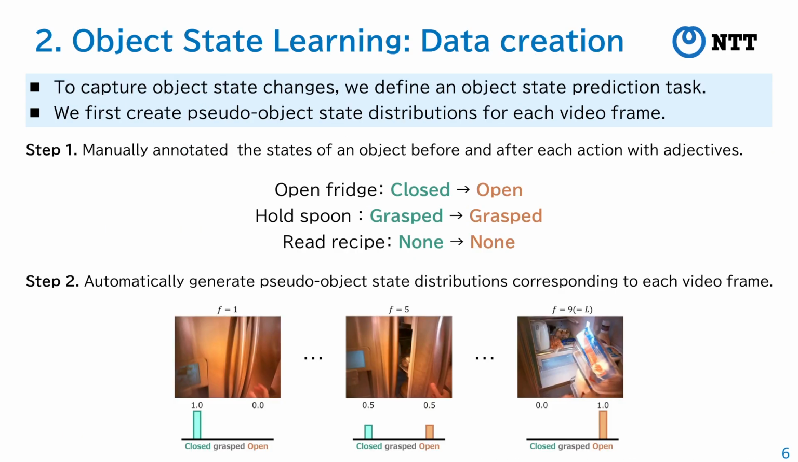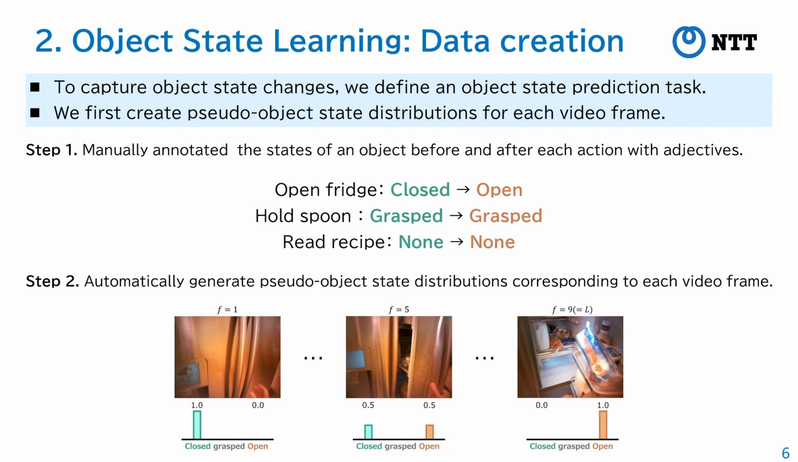To capture object state changes during actions, we define a frame-level object state prediction task. The state of an object is generally described by adjectives. Therefore, we manually annotated the states of an object before and after each action. For example, for the open fridge action, the initial state is closed, and the final state is open, since a closed fridge is opened by the action. If an action does not change the object's state, such as hold spoon, the same adjective is assigned to both the initial and final states. Actions that do not affect the state of an object, such as read recipe and wait, are labeled as none.